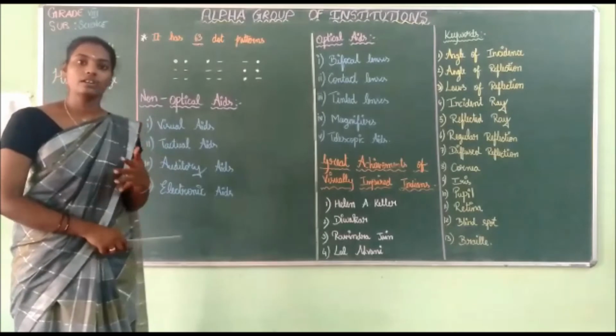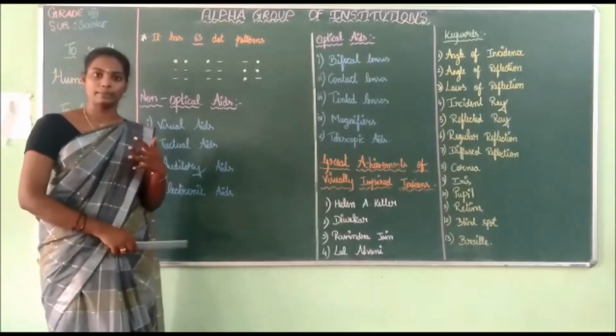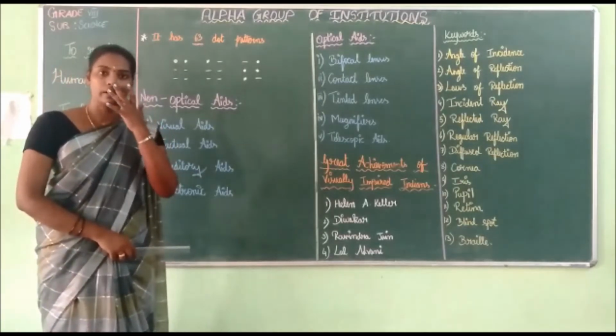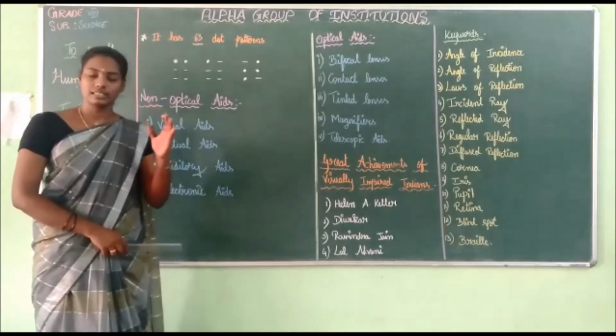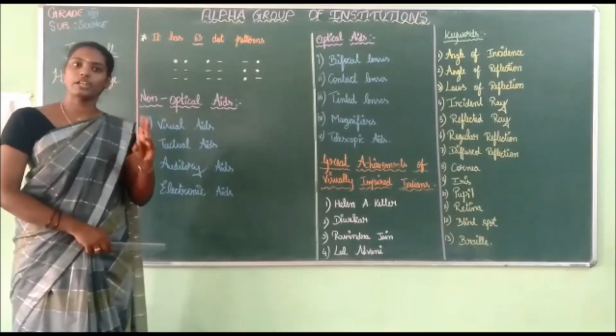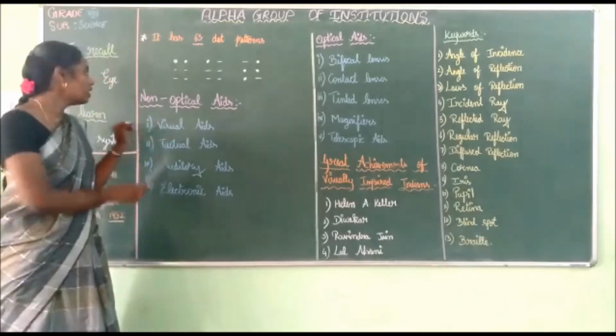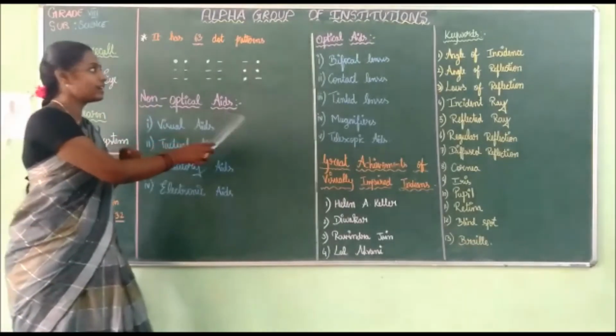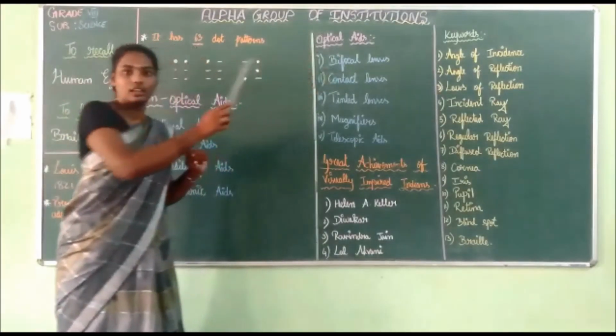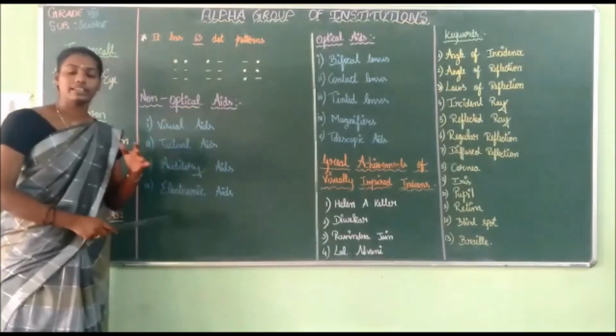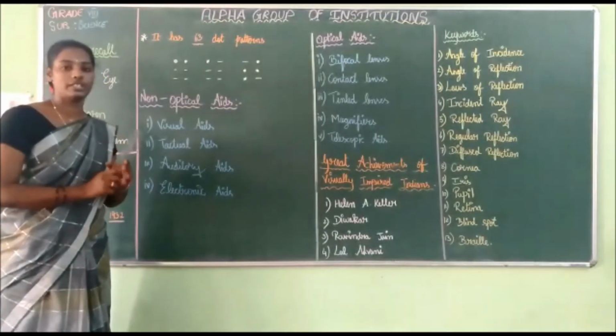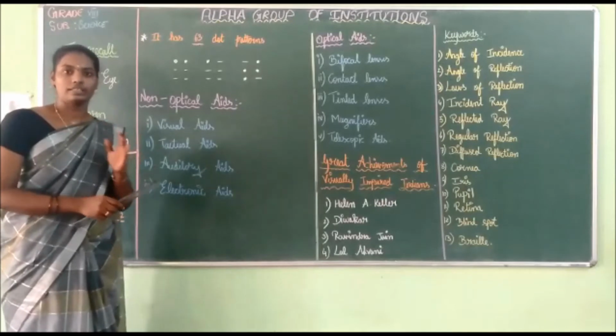And then there are some aids for blind people to learn the word. These aids are basically classified into two types: non-optical aids and optical aids. Aids means an instrument through which they are able to learn the word.